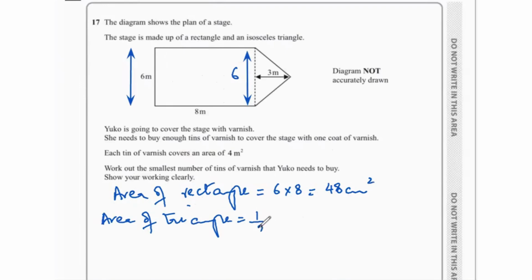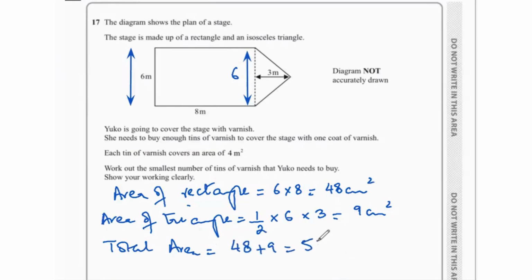That's 1 over 2 times the base, which is 6, and the height is 3. The height is supposed to be the perpendicular height, never the slant height. So that gives us 9 centimeters square. So we know each tin will cover 4 meters square. Total area over here for this stage is 48 plus 9, which is 57 centimeters square.